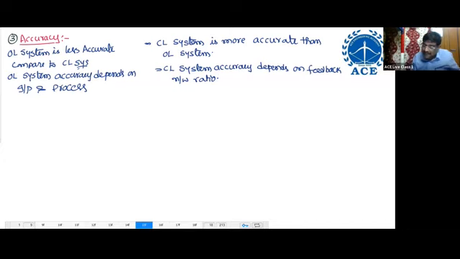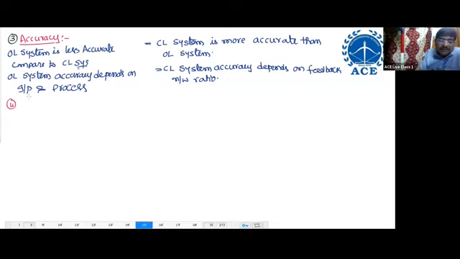Any more comparison? Come on, tell. Come on, man, tell at least some comparisons. Anybody? Next comparison. Next, 4th one.